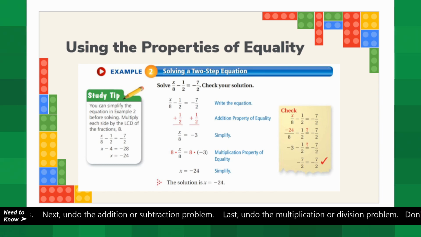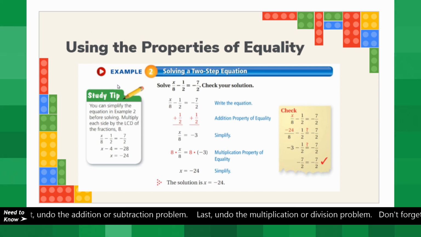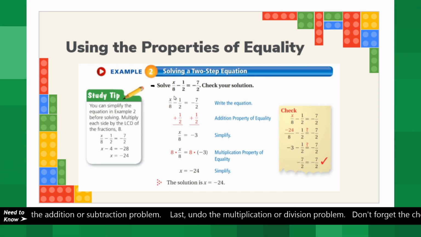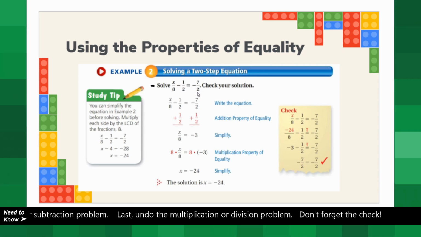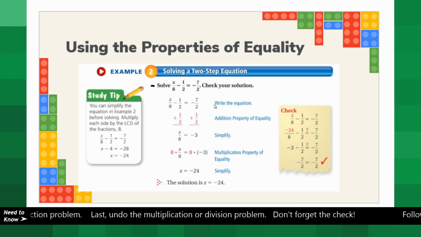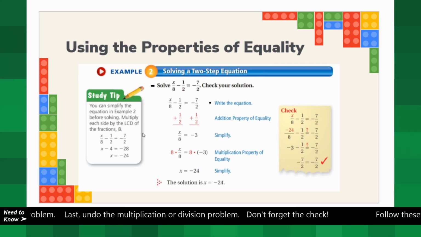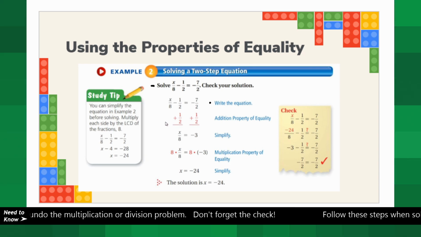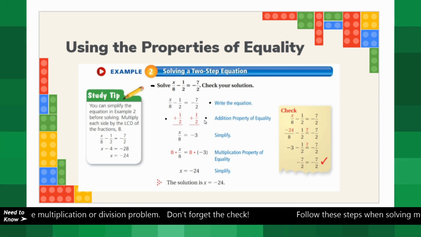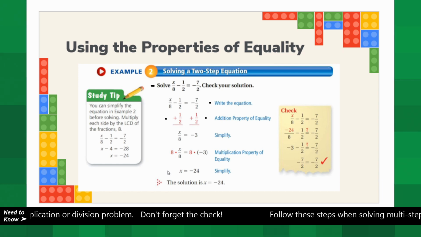The same concept works when you have division or subtraction. So here I have the problem x divided by 8 minus 1/2 equals negative 7/2. So first, of course, we write the equation, and I have to undo addition or subtraction first. So I have a minus 1/2. So I'm going to add 1/2 to the left, and I'm going to add 1/2 to the right.